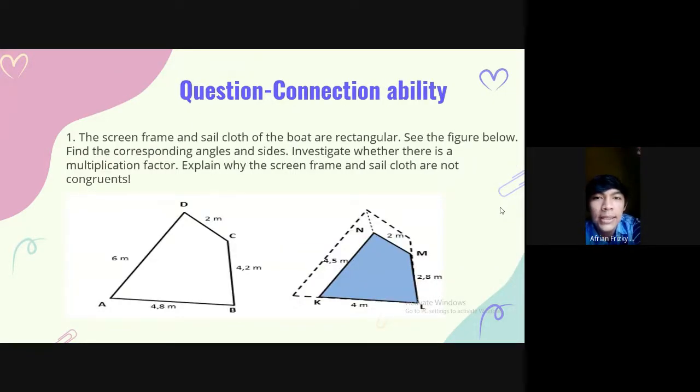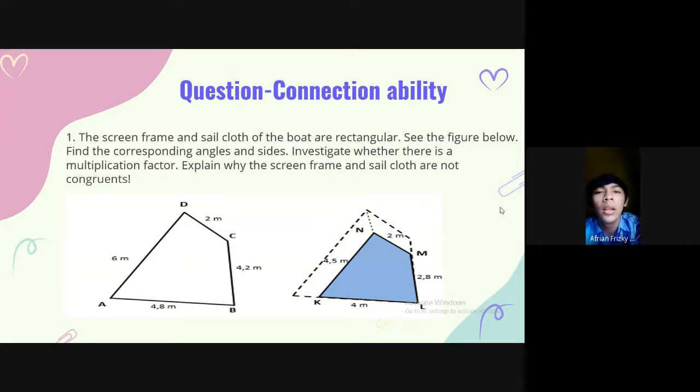The next is the question of connection ability. You can see here the screen frame and sail cloth of the boat are rectangular. See the figure below. Find the corresponding angles and sides. Investigate whether there is a multiplication factor. Explain why the screen frame and sail cloth are not congruent.